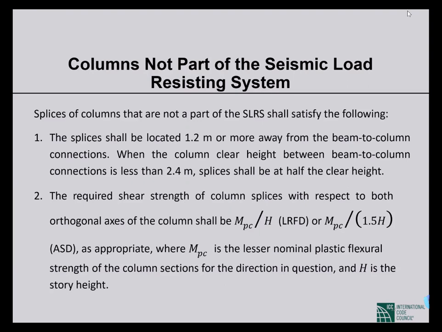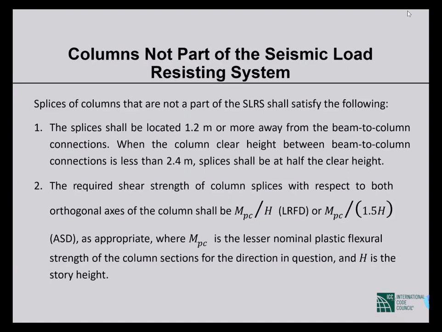Even for columns that do not participate in the seismic lateral load resisting system, SLRS, these are the conditions. There are other conditions. There are many more conditions. I'm just selectively picking some to describe.